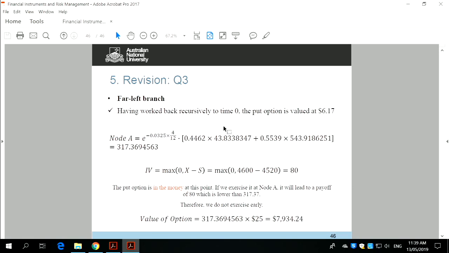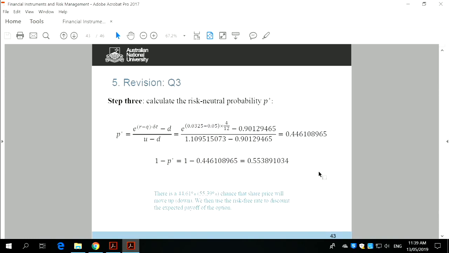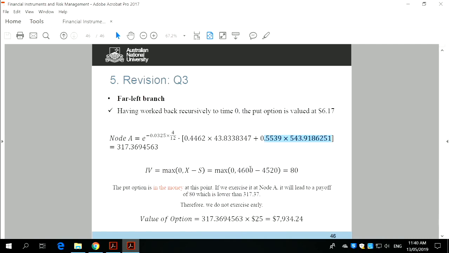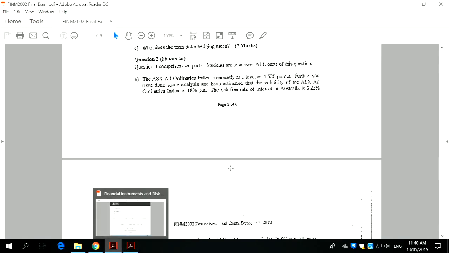Then the one last step is simply discounting everything back to node A. So this is the value that we discounted from node B, and that's the probability going up. That's the discounted value that we discounted in node C, and that's the probability going down. We discount back 4 months, and even back in node A, you still need to compare this discounted value with the intrinsic value. So the intrinsic value is 4,600 minus 4,520, so that's merely 80 points. So that's why we choose this to be the price of this put option. Again, you need to write a sentence to state that you did the comparison. And finally, don't forget, this is expressed in points. You need to multiply by the $25 multiplier. Okay, so that's part C.